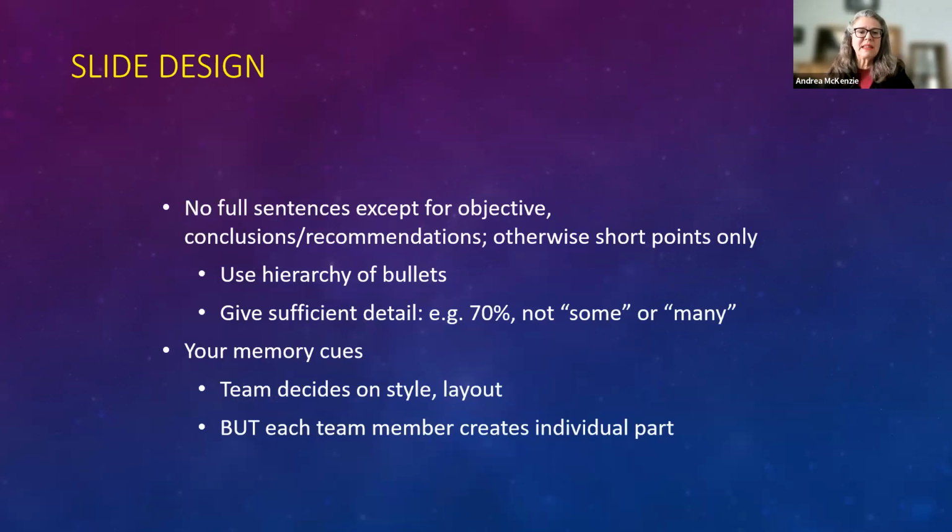I will emphasize again, with the exception of your objective, you should not be including full sentences on your slides. You should be including a hierarchy of bullet points where you're using text. Like I have on this slide, you should also be giving us sufficient detail. You don't use words like some or many in a report or a presentation. You use specific statistics like 70%.